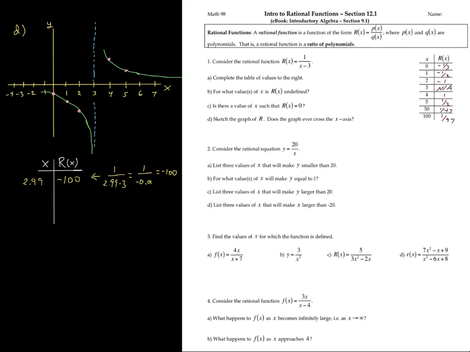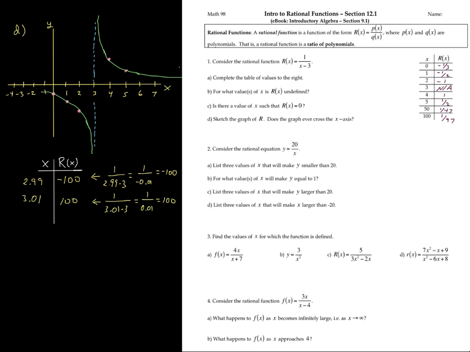Okay. What if I plug in something just to the right, like let's say 3.01? Well, here I'm going to get 1 over 3.01 minus 3. That's going to be 1 over positive 0.01. That is equal to 100. So that's telling me what? Well, if I'm just to the right of this blue line, my graph here is going to be way up here. My outputs now, my y values, are very, very large if my x value is just slightly to the right of 3.